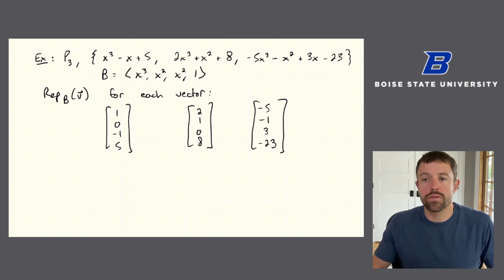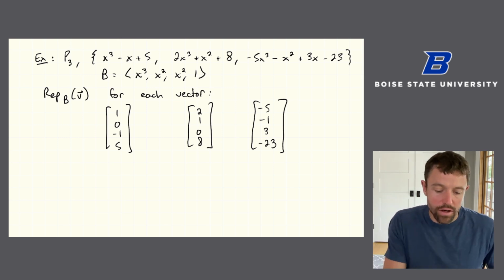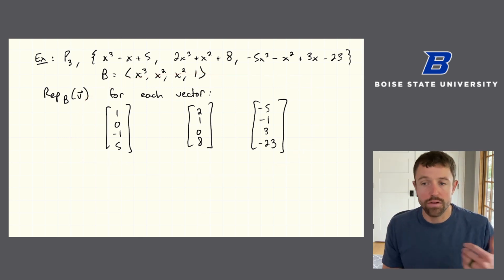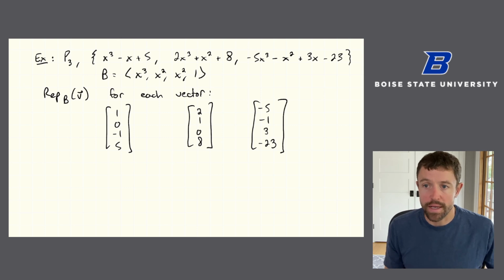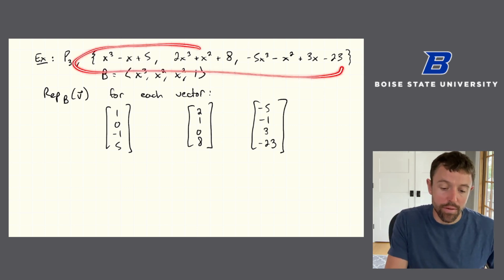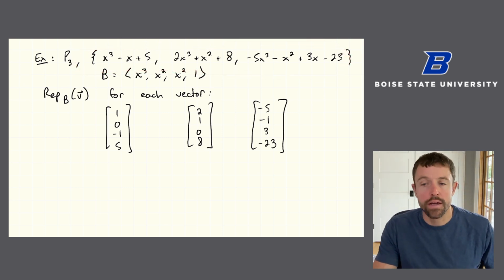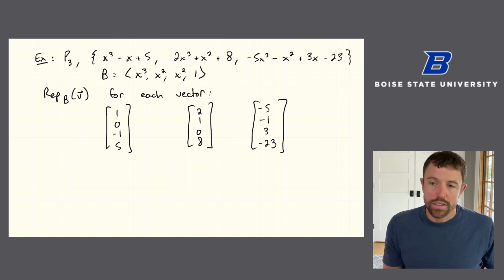We can answer 2 of those questions right away. These are vectors in R4. There's only 3 of them. That means they don't span R4 and they don't form a basis. So that means that these 3 polynomials do not span P3 and they do not form a basis. It's still not clear whether they're linearly independent. So let's go through that process.